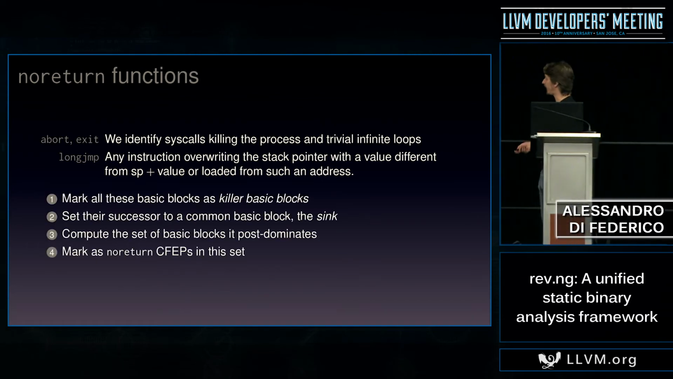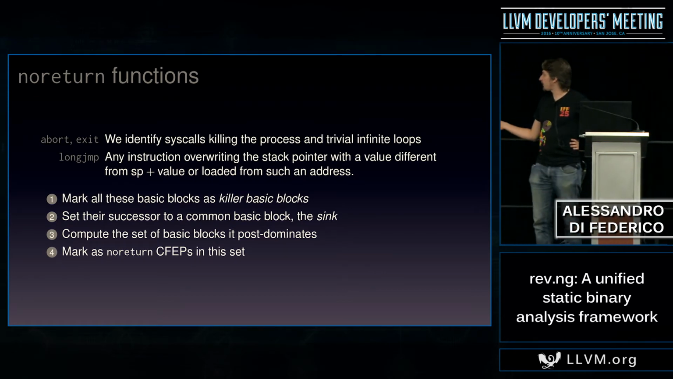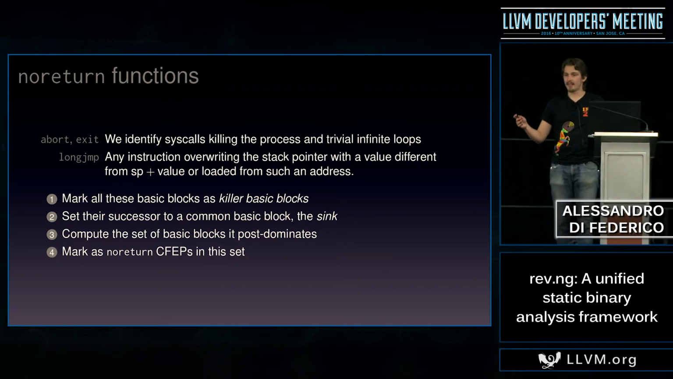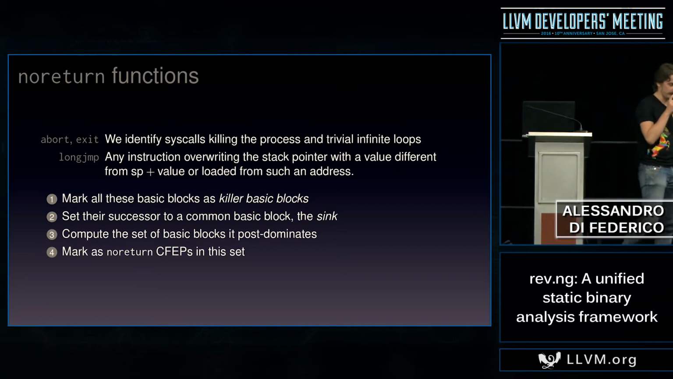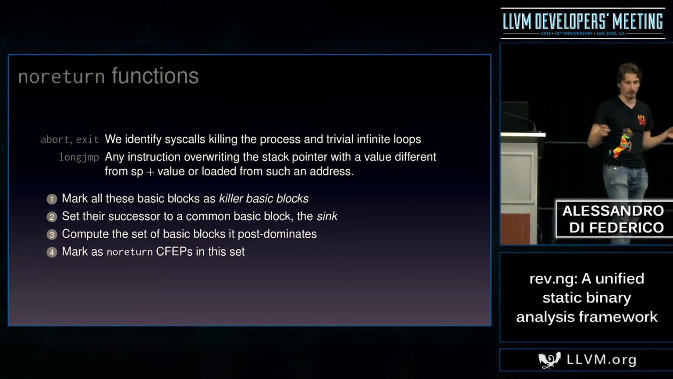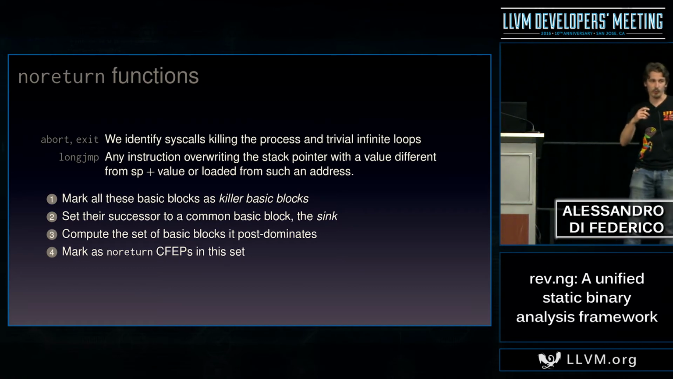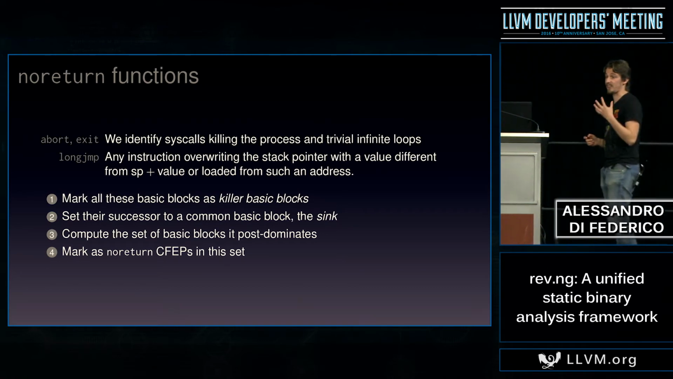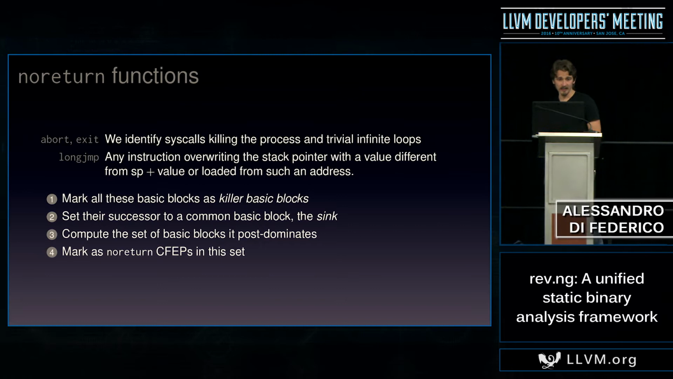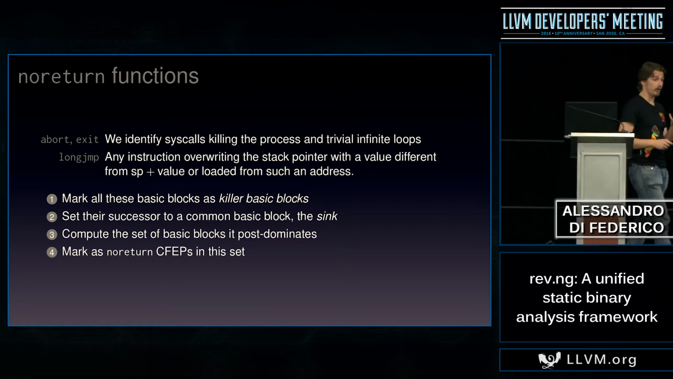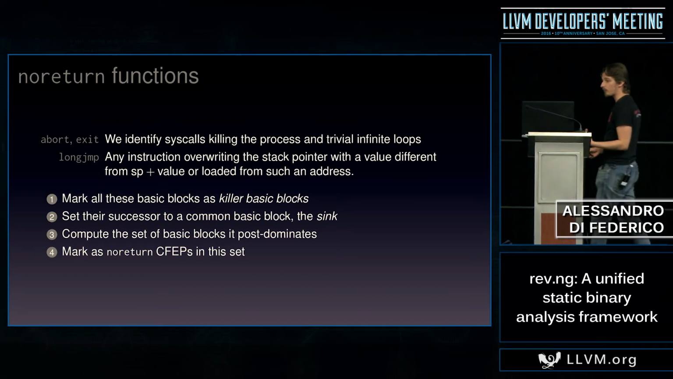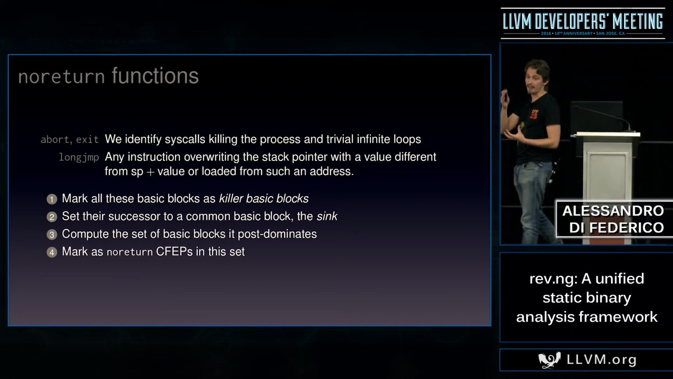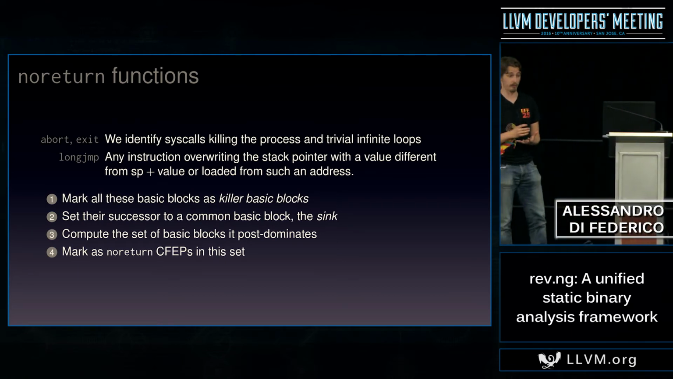So what do we do then? We said that we mark all of these basic blocks as killer basic blocks. Then we temporarily take all of these basic blocks and set them to have a single successor, what we call the sink basic block. Then we compute all the basic blocks that are post-dominated by the sink, which means all the basic blocks that in a way or another will have to end in a no-return basic block.